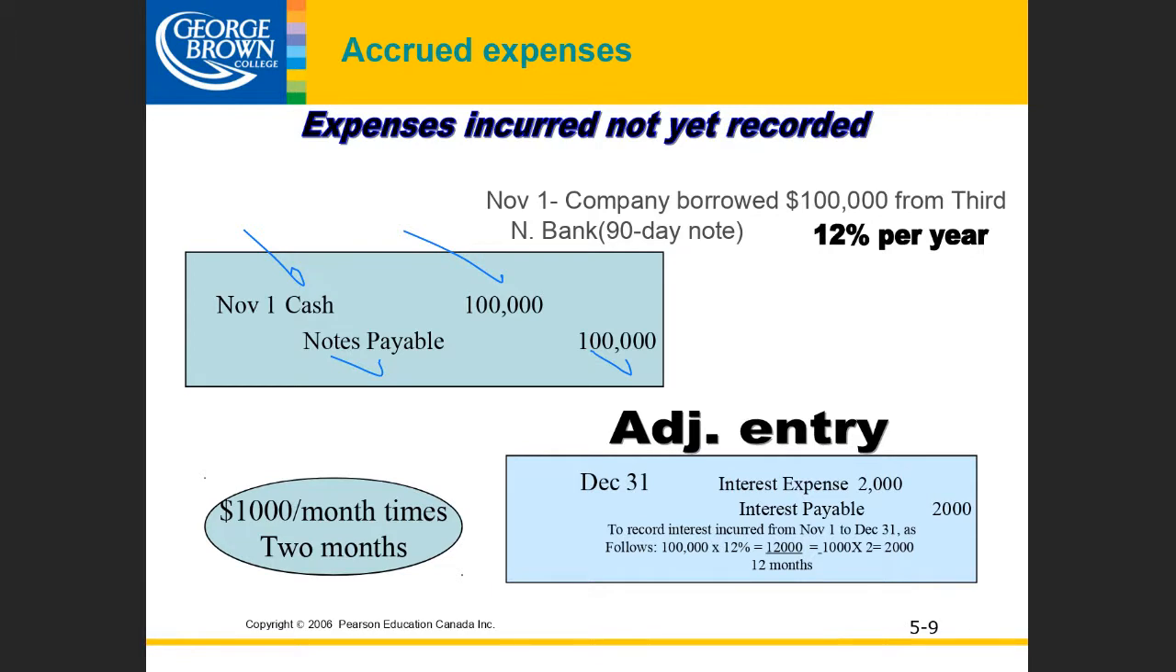So again, like the last example, 2 months have passed, and we need to record or adjust some accounts to recognize an expense that we have not paid yet, but that was incurred over the course of the 2 months.